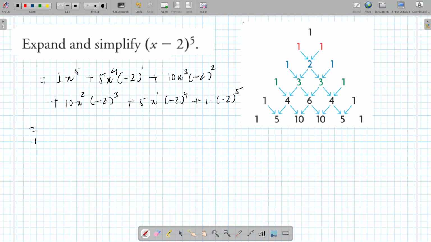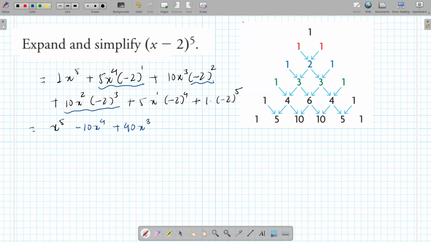Now this one says simplify, so you can go a level deeper here. 1x^5 is just x^5, can't really do anything with that. But look at this term. -2 to the power of 1 is -2, times 5 is -10. So this entire term becomes -10x^4, plus -2 squared is 4. 4 times 10 is 40, x^3.